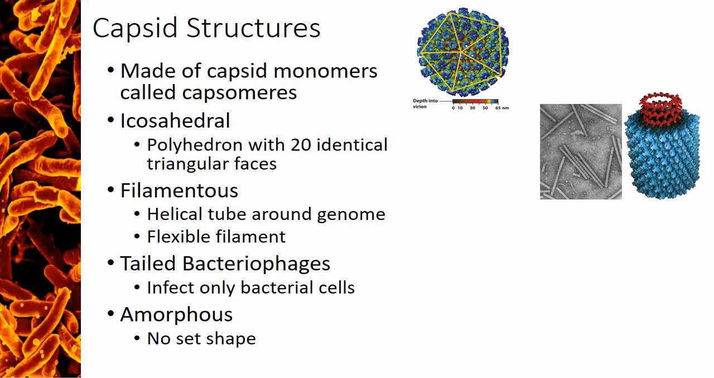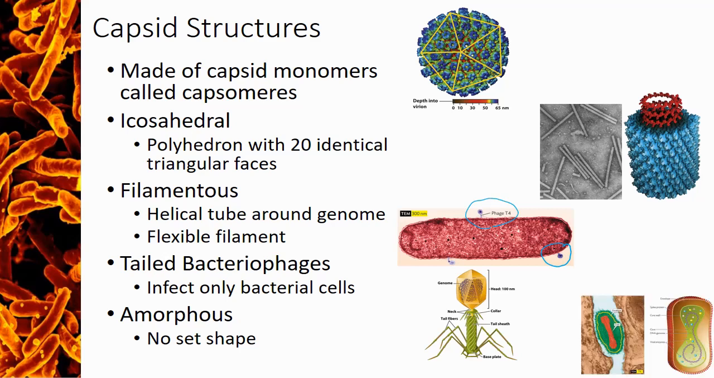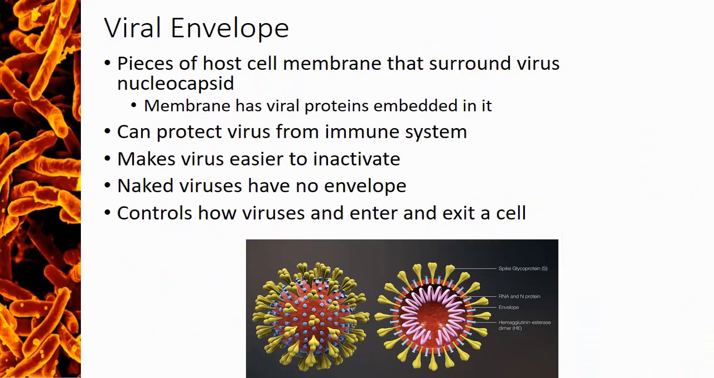The third type are called tailed bacteriophages. Bacteriophages are viruses of bacteria that have complex structures that look kind of like these little lunar module landing things. They sit down on the surface of the bacterial cell, and you can see them here in the image. This also shows you a good representation of how much smaller a virus is than a bacterial cell. The fourth classification is called amorphous because they don't really have any set shape that falls into either of the other three. Coronaviruses actually fall into this last category of viruses.